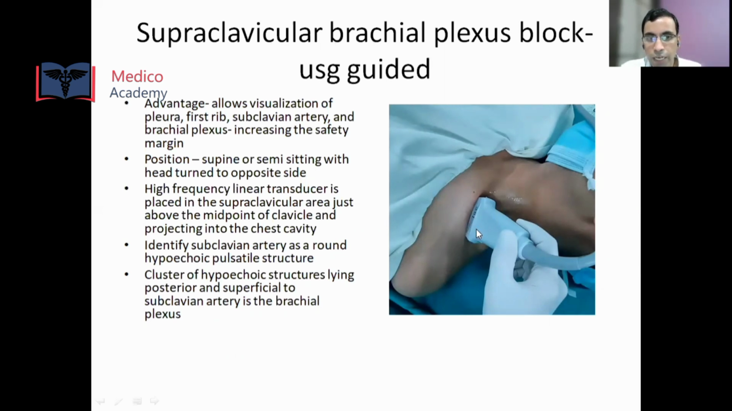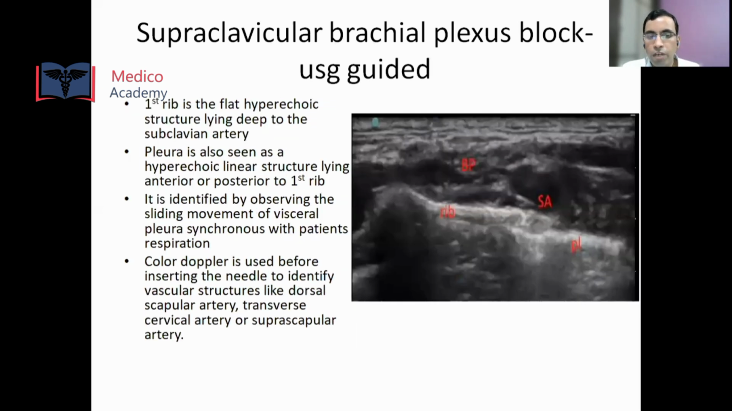The subclavian artery is then identified as a round hypoechoic pulsatile structure. A cluster of hypoechoic structures lying posterior and superficial to the subclavian artery is the brachial plexus. This is the hypoechoic structure, that is the subclavian artery, and this is the brachial plexus. Now, the first rib is a flat hyperechoic structure which is lying deep to the subclavian artery. The pleura is also seen as a hyperechoic structure which lies anterior or posterior to the first rib. It is identified by observing the sliding movement of visceral pleura synchronous with the patient's respiration.